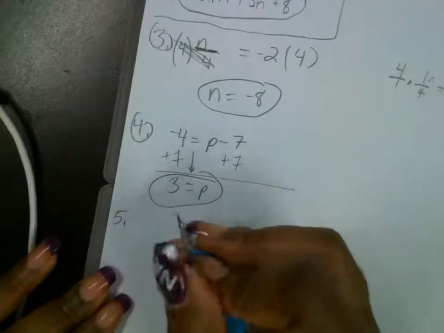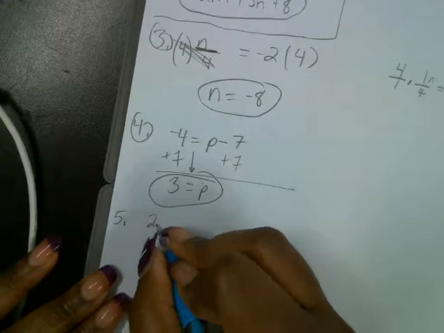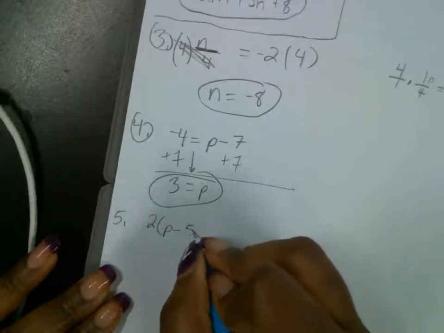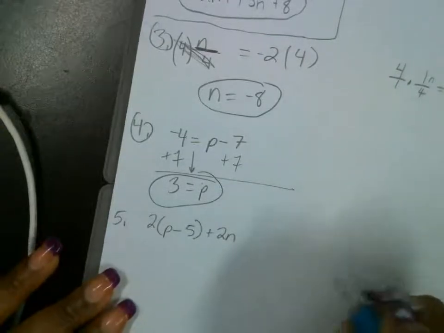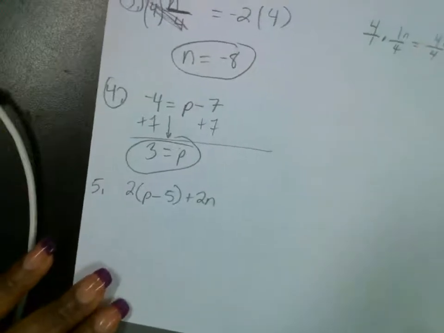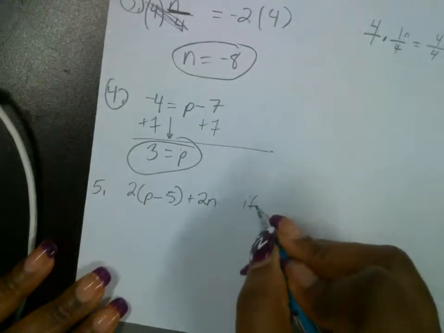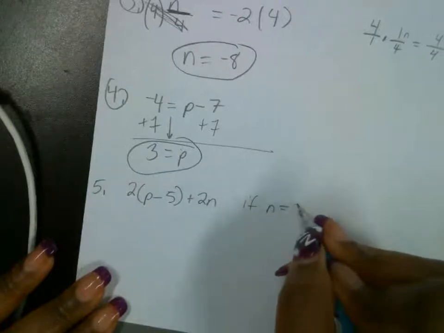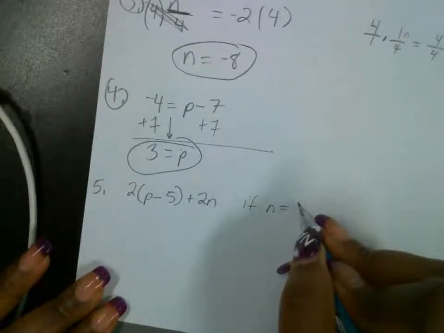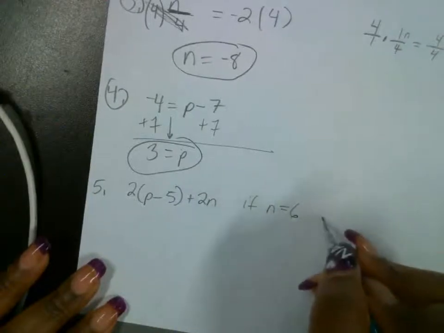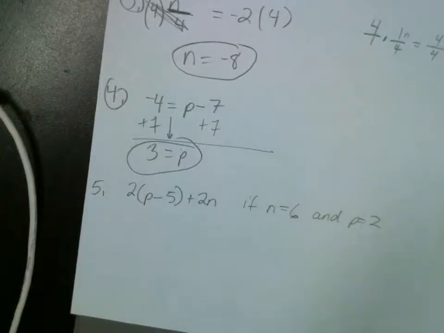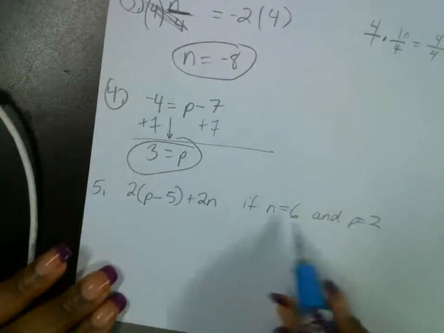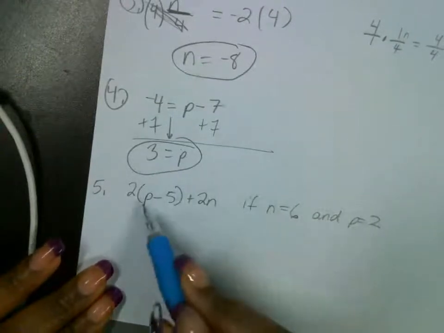5 is evaluate 2 parentheses p minus 5 plus 2n. Okay? Make sure I'm looking at the right day. Anytime, if y'all see me write down something wrong, just tell me, okay? Because there's a lot of days up here. So we got n is equal to 6, and p is equal to 2. So we're going to substitute. I'm going to replace n with 6 and p with 2.